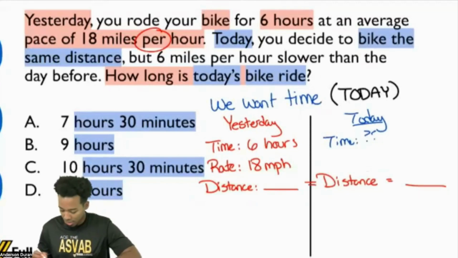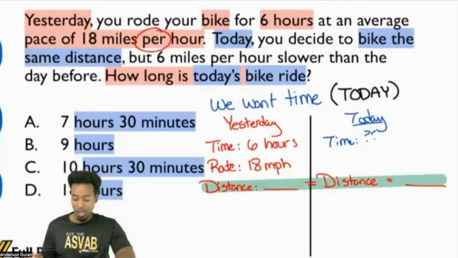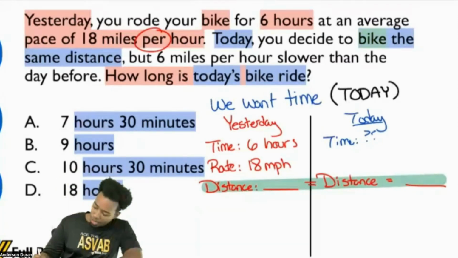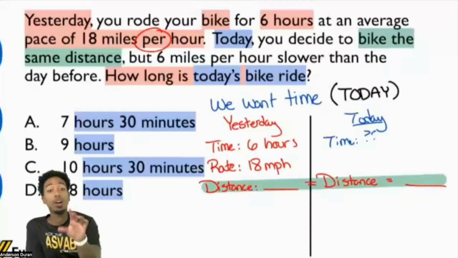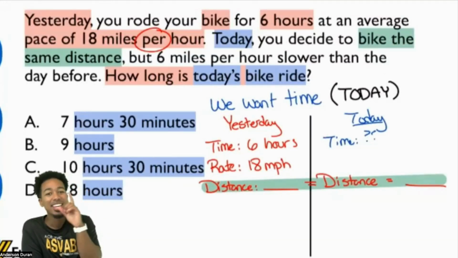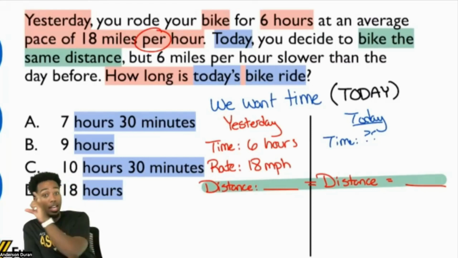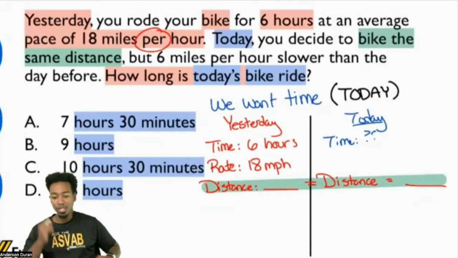That was so ugly. 1 second. Right here. These distances have to be the same, right? Because it says right here, you bike the same distance. That's where I get that from. So before I continue, because some people are taking notes as quickly as they can and might miss this: do you see that the problem says you bike the same distance? Yesterday's distance and today's distance are going to be the same number. Yes or no? Do you understand that?